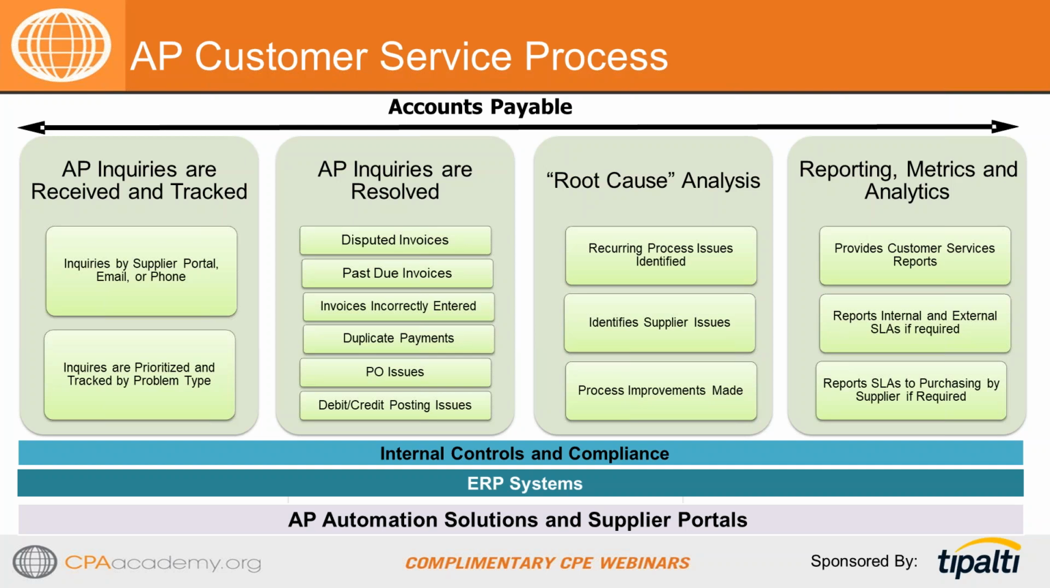Why is the supplier contacting you so much? Is it something that can be easily fixed? You can actually prioritize your inquiries and group them by problem type. Some of the typical inquiries that are coming in: disputed invoices, past due invoices, invoices incorrectly entered, duplicate payment, PO issues, credit, debit, posting issues. I've seen some cases where a credit memo has been paid as an invoice. Of course, the supplier might not notify the accounts payable department, but that does happen.